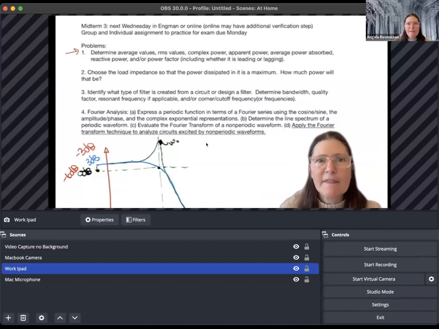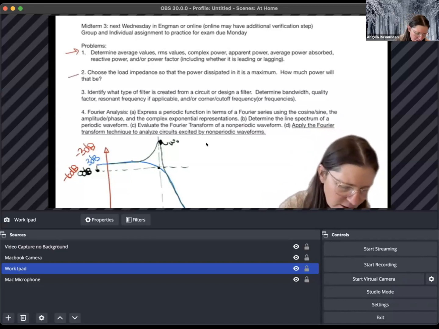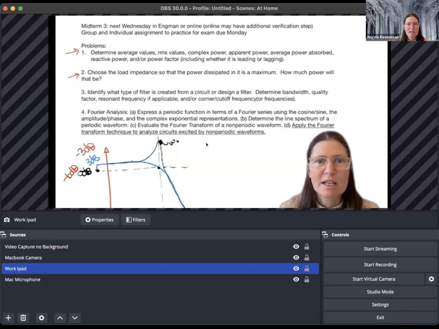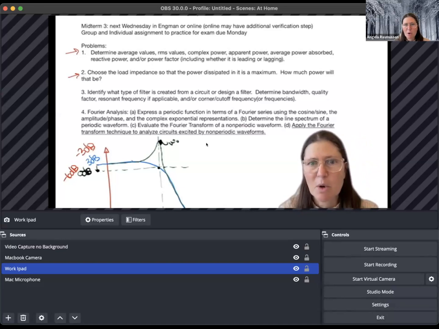Okay. Awesome. And then the other one is the load impedance, so that the power dissipated is at a maximum and how much power that will be. So that will be the second type of thing you have to understand. And then the third one is identifying filter types created from a circuit and then determining the bandwidth of that and the quality factor and the resonant frequency if applicable. And then those corner and cutoff frequencies.